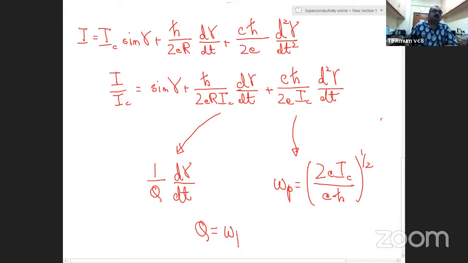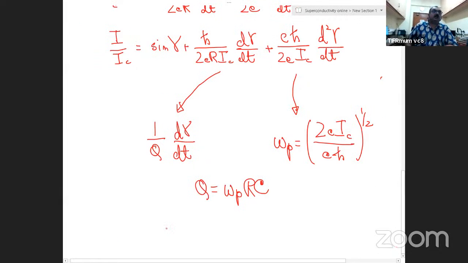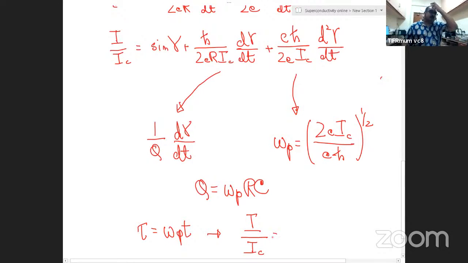Okay, so I can write this as omega p RC, and then if I do a variable transformation, instead of t, if I change my variable to this dimensionless time, which is omega p into t, then I can have the Josephson equation which becomes universal. So this is quite a nice thing, because if I have a universal equation, I can always solve this one equation, and then for different Josephson junctions, I just have to back transform by going from the normalized parameters to the dimensional parameters.